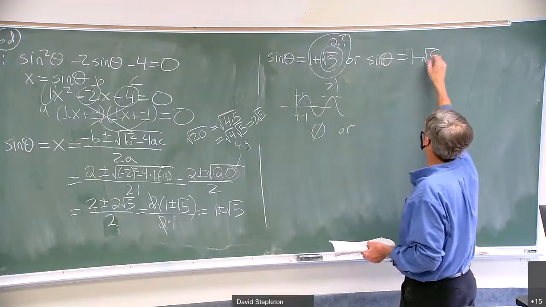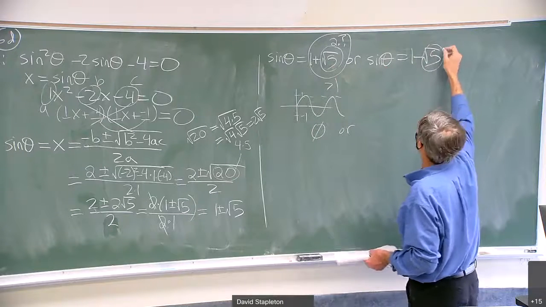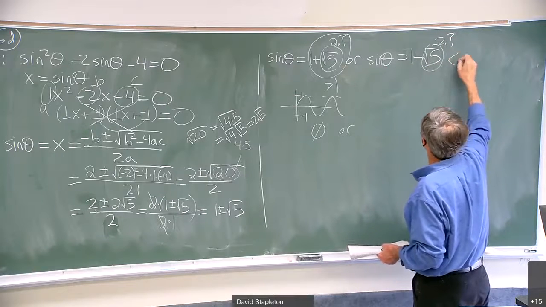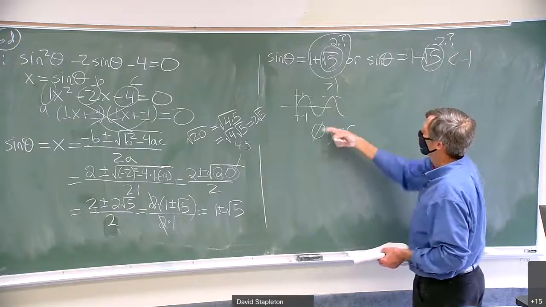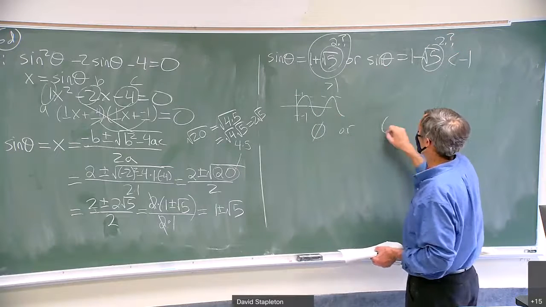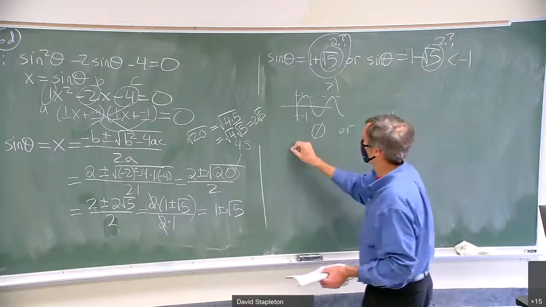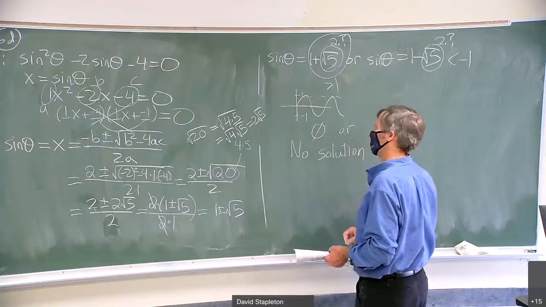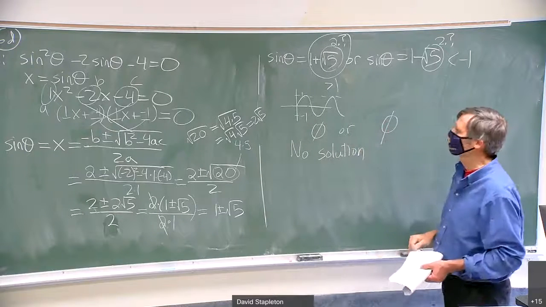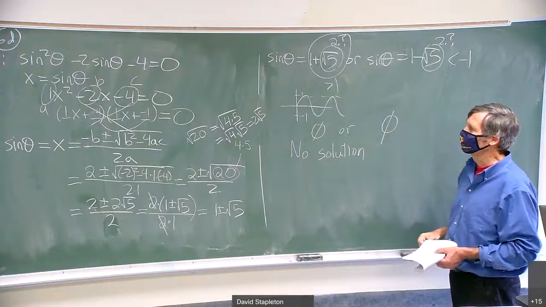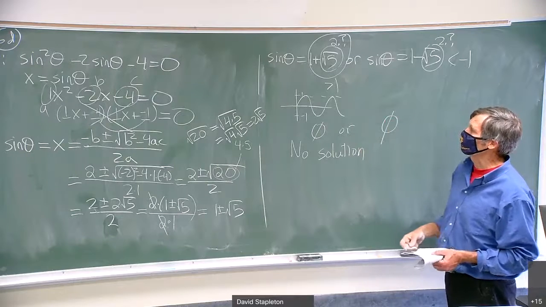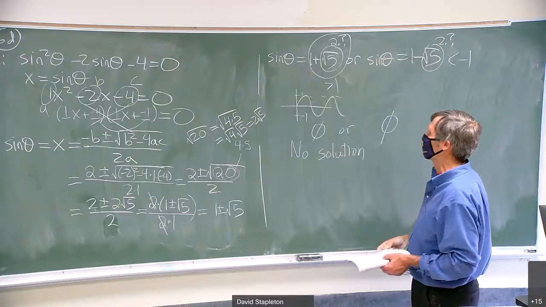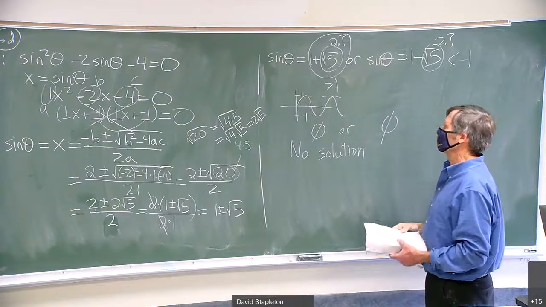Or sine theta equals 1 minus square root of 5. Again, this is 2 point something. 1 minus 2 point something is less than negative 1. Well, it's never less than negative 1 either. So this is also the empty set. There are no solutions to this problem. How about that? So that's how you prove it. You show the only possibilities are sine equal to a number bigger than 1 or sine equal to a number less than negative 1. No solution.